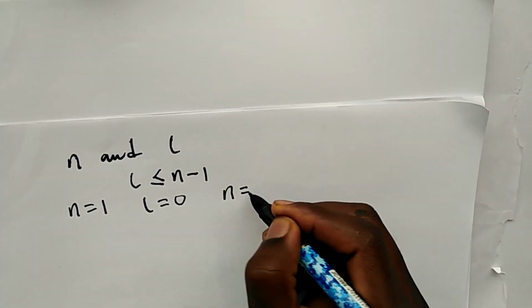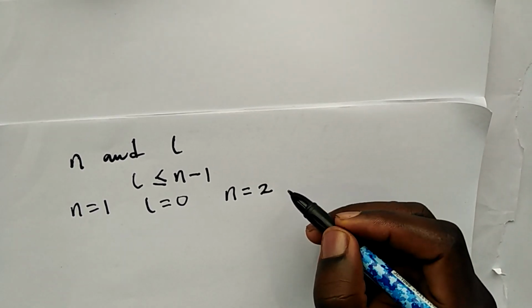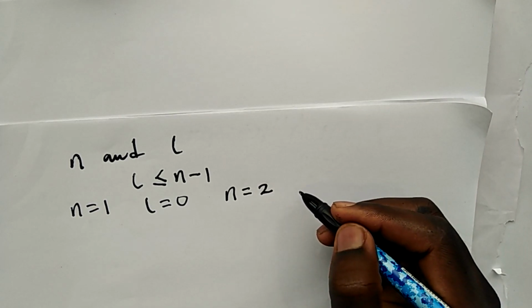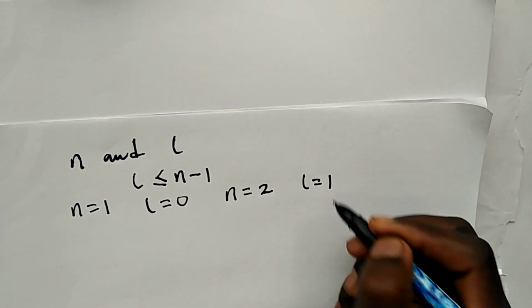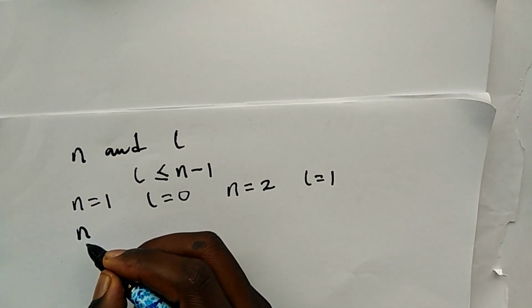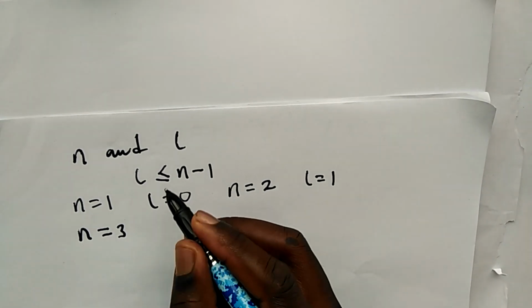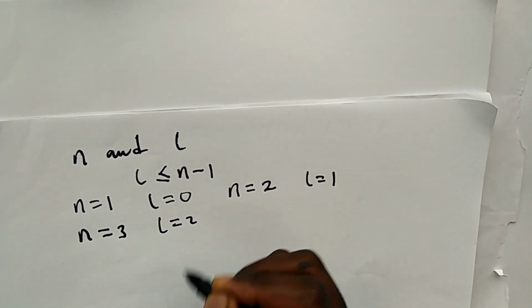So if N is equal to, let's say 2, going by that relationship, L is equal to N minus 1, so L is equal to 1. That is how you are able to define the relationship between the principal quantum number and the angular momentum or azimuthal quantum number. The number of sub-levels is equal to the energy level. So let's say, for instance, N is equal to 3. Going by our relationship, L is equal to 2.